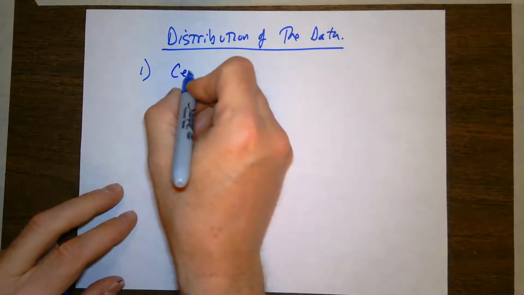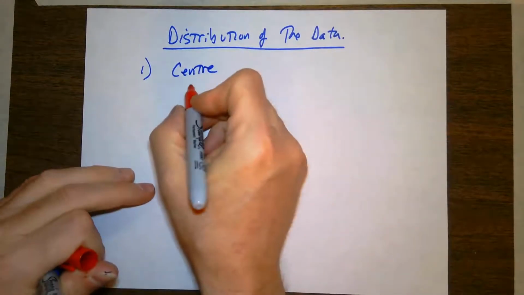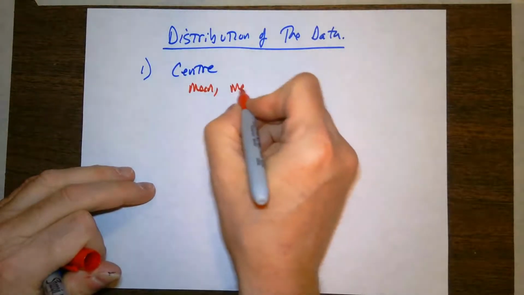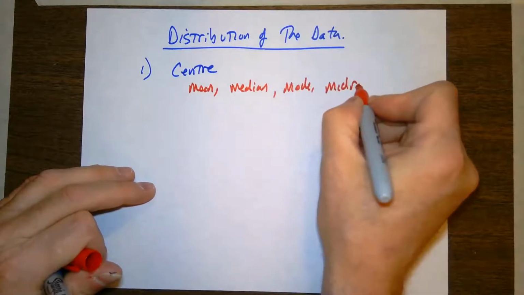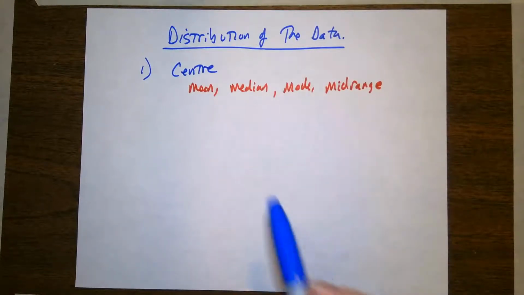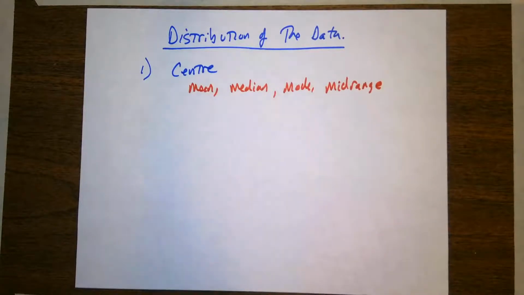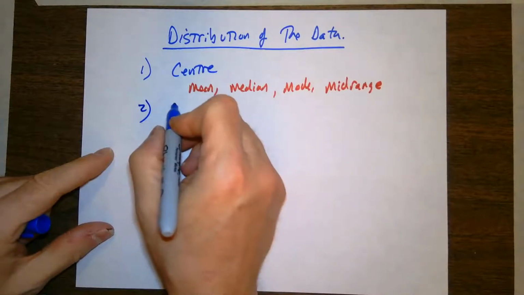First, we want to look at the center. The center is where we would use our measures of central tendency. This is where we would look at things like the mean, the median, the mode, and the mid-range. All of these tell us about how tightly the data is grouped around the center. From a histogram, we can actually calculate and look at these things and get an idea of what they're going to be.